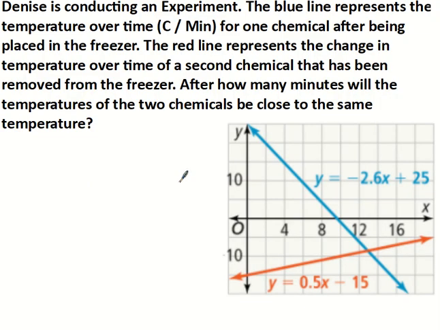Yeah. All right, Denise is conducting an experiment. The blue line represents the temperature over time, Celsius divided by minutes, for one chemical after being placed in the freezer. The red line represents the change in temperature over time of a second chemical that has been removed from the freezer. After how many minutes will the temperature of the two chemicals be close to the same temperature?